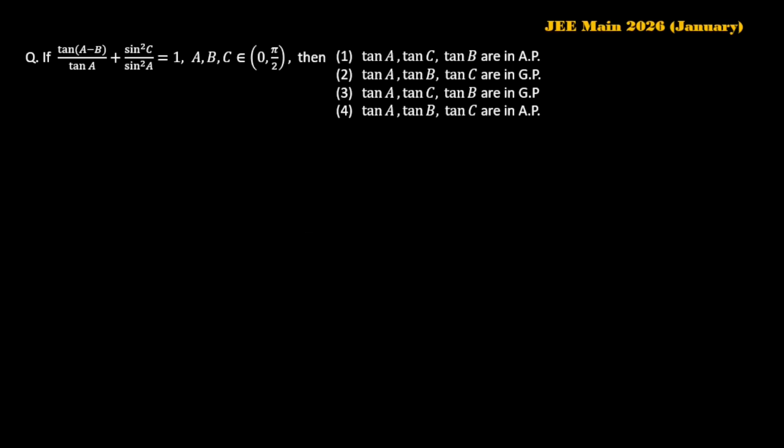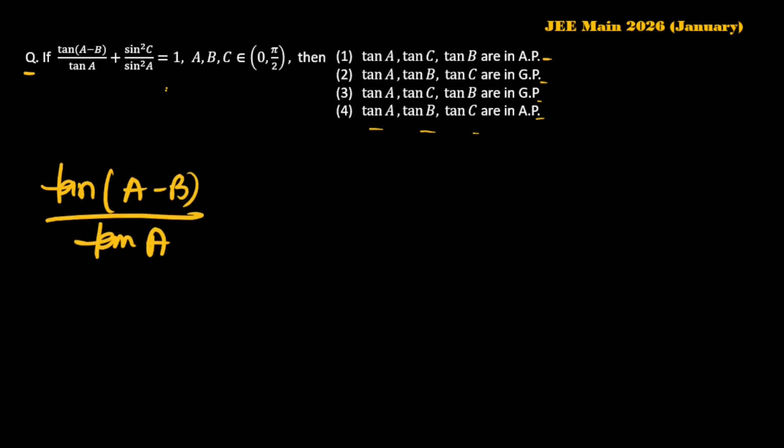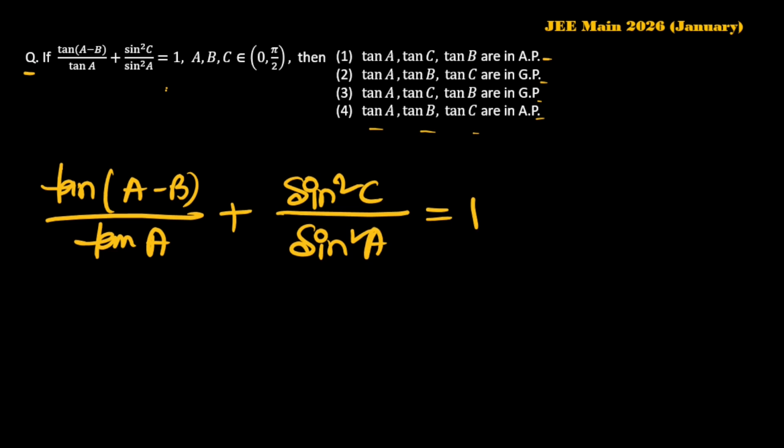Let us first carefully observe the problem. In the question it is given that some expression involving tan and sine functions is equal to 1, and it asks which of tan A, tan B, tan C, for angles A, B, C, are in AP or GP. So the problem is tan(A minus B) over tan A plus sine square C over sine square A is equal to 1. The question asks about tan A, tan B, tan C.